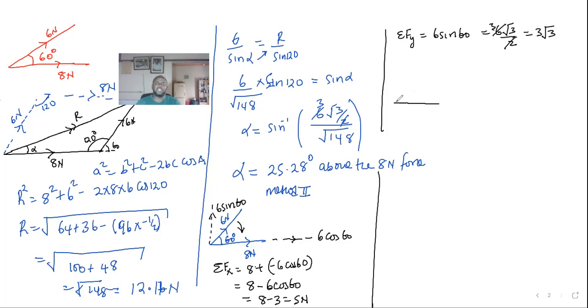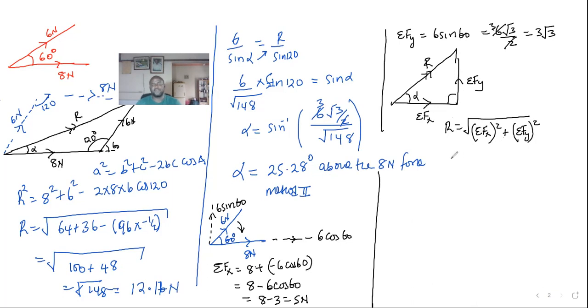Now, we have a horizontal component and a vertical component. Remember, for the resultant of horizontal and vertical components, we use Pythagoras theorem. So the reason why we resolve is to reduce them to vertical and horizontal components so that we can introduce Pythagoras theorem. Therefore, the resultant force will be the square root of sum of forces in X squared plus sum of forces in Y squared. And with this, the resultant force will become what? Square root of 5 squared plus 3 root 3 squared.